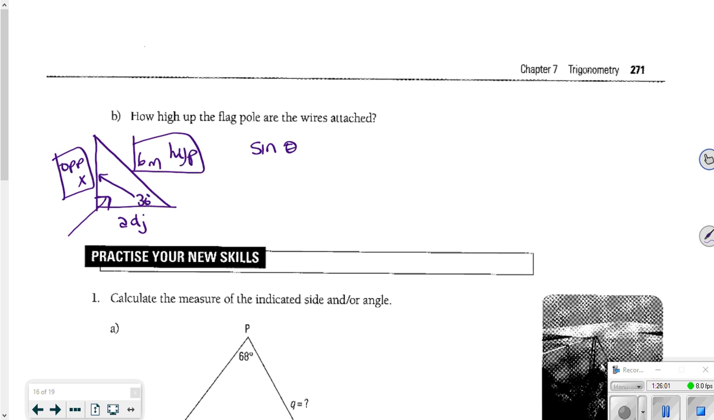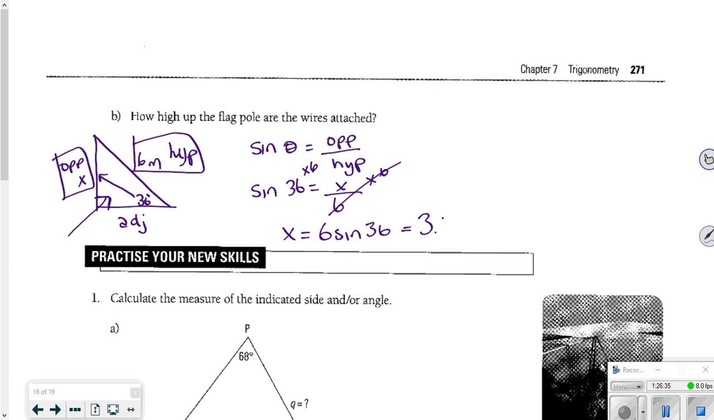So sine of my angle equals the opposite over the hypotenuse. So sine of 36 equals x over 6. Times by 6 to get the x all alone. X equals 6 sine 36. So 6 times sine 36 is going to be 3.5 meters.